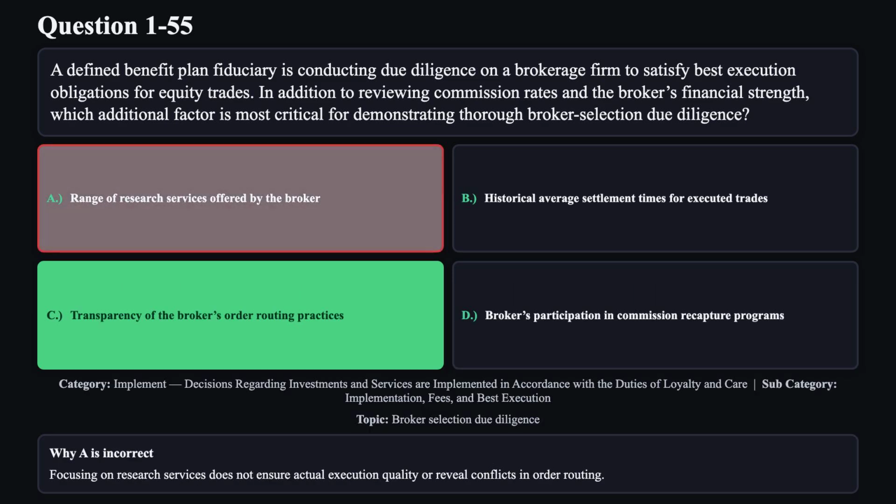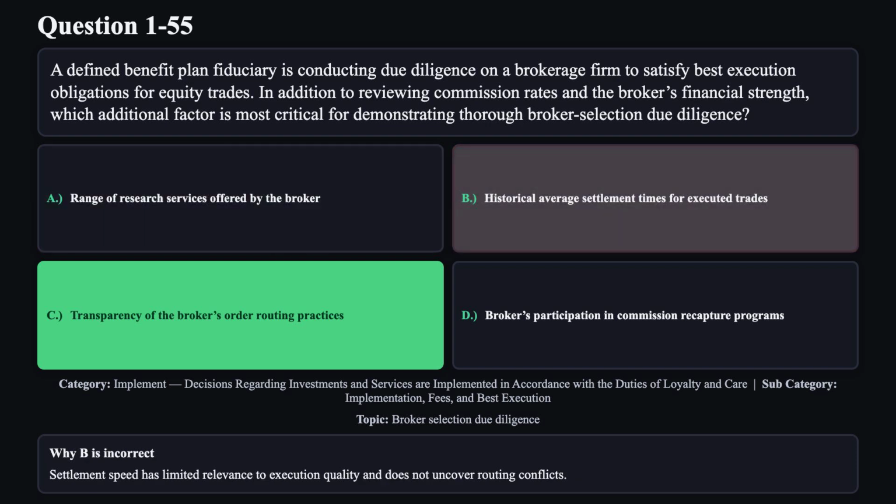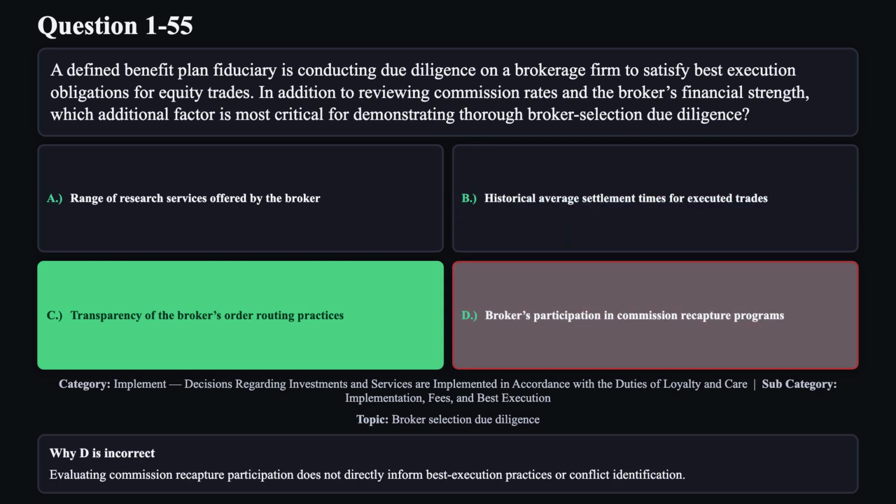Reason A is not correct. Focusing on research services does not ensure actual execution quality or reveal conflicts in order routing. Reason B is not correct. Settlement speed has limited relevance to execution quality and does not uncover routing conflicts. Reason D is not correct. Evaluating commission recapture participation does not directly inform best execution practices or conflict identification.